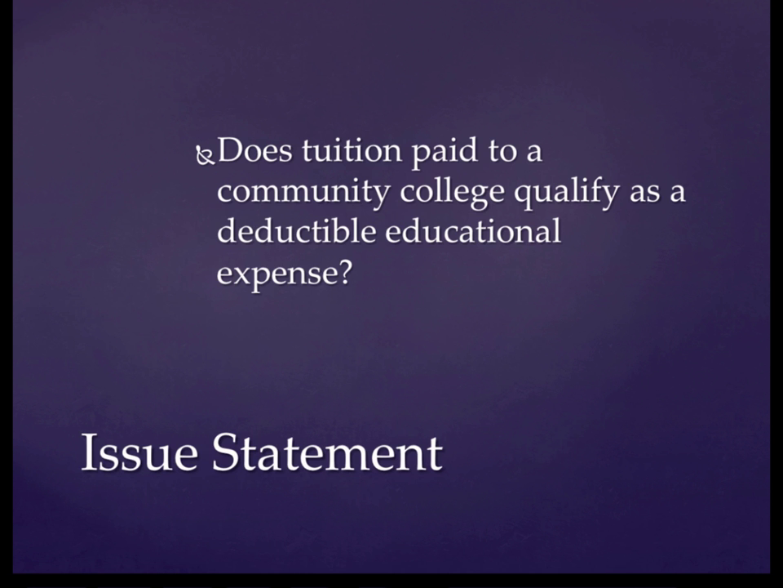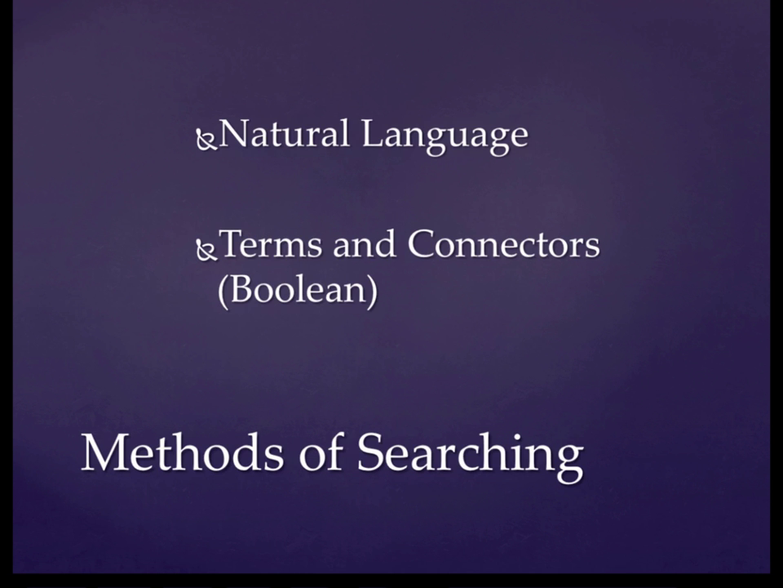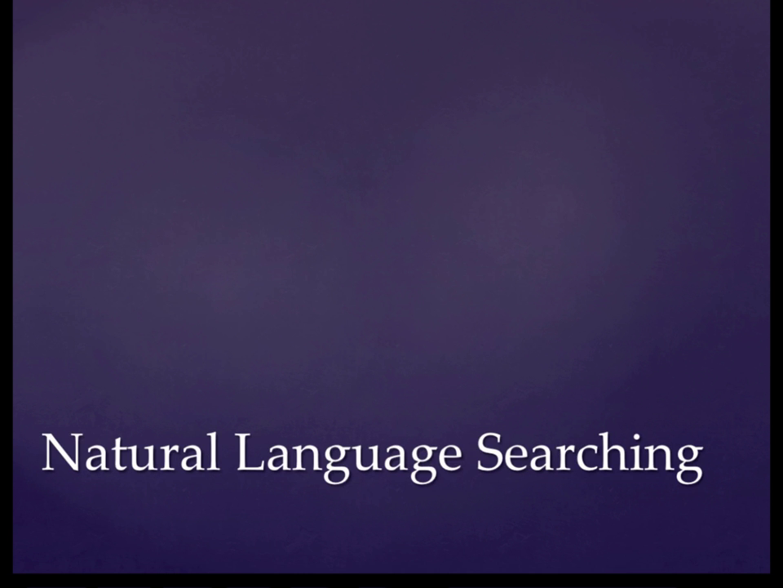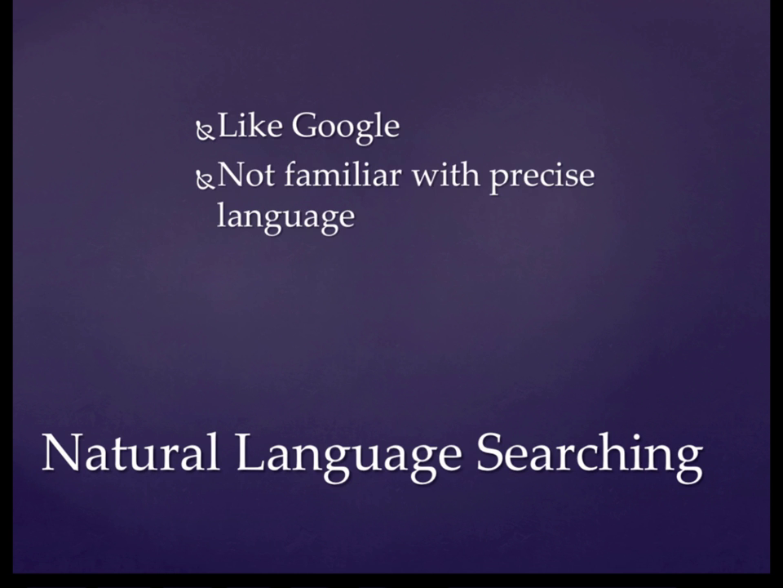Now that we have a clear issue statement, let's talk about two different methods of searching on Westlaw and Lexis: natural language and terms and connectors, which is also known as Boolean searching. Natural language searching is the type of searching you usually do on Google, where you just type words as you would normally talk. It's especially useful if you aren't yet familiar with the precise language used in the legal theory, or when there are multiple ways to say something.